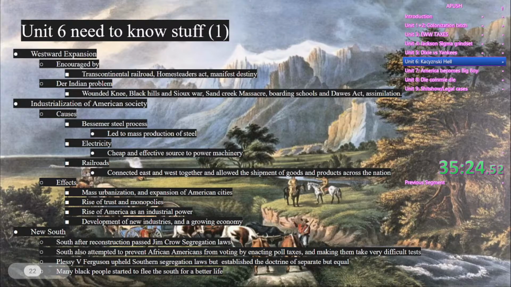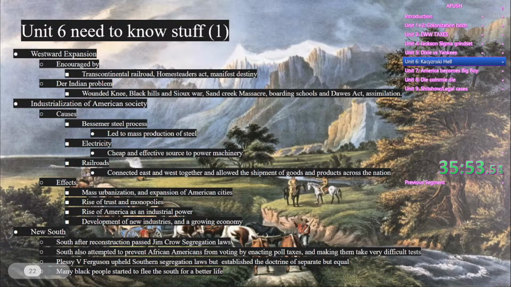The New South just refers to the South passing Jim Crow segregation laws, and also the South preventing African Americans from voting by enacting poll taxes and making them take very difficult tests. Plessy v. Ferguson upheld Southern segregation laws, but established the doctrine of separate but equal. This would be the law until Brown v. Board of Education.